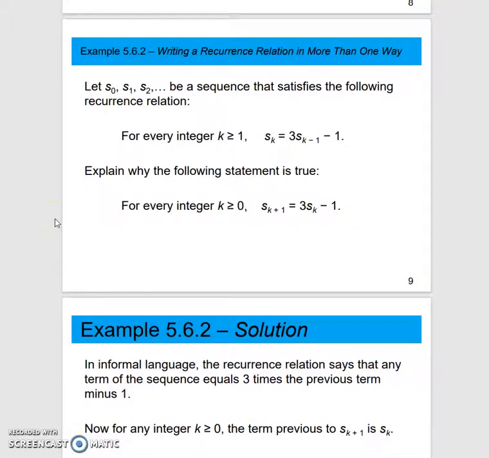So sometimes we want to have more than one way to write the same thing. For example, we could have k greater than or equal to 1, and we're looking for s sub k. We could also have k greater than or equal to 0, at which point we're looking for s of k plus 1. And you'll notice my notation on the right-hand side changes accordingly as well. So again, there's more than one way we can express these things.